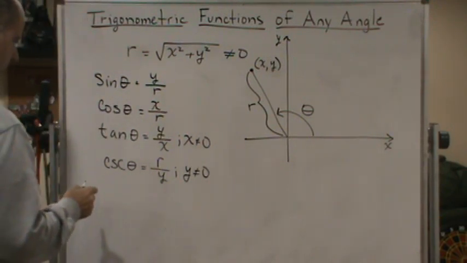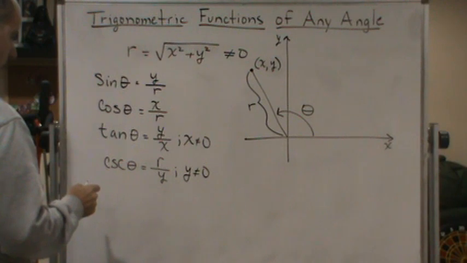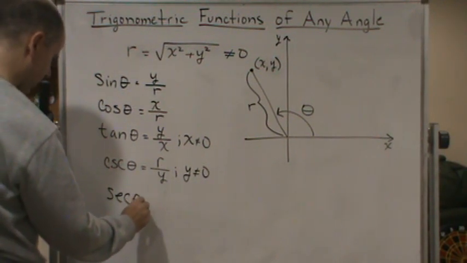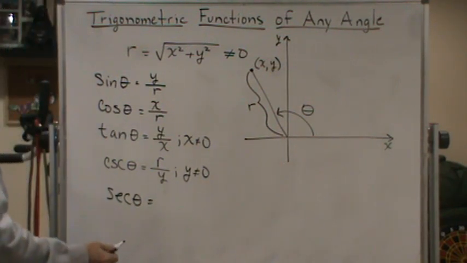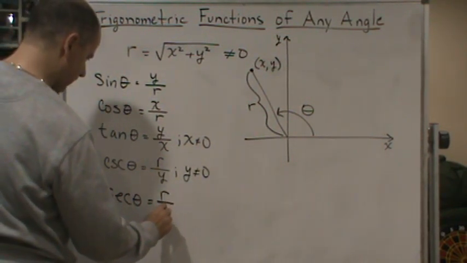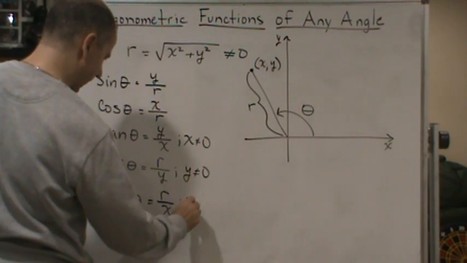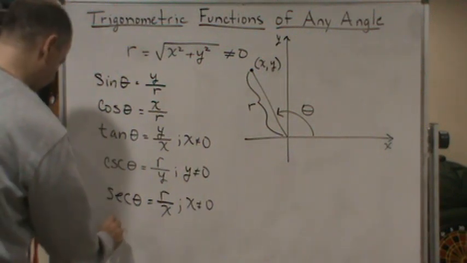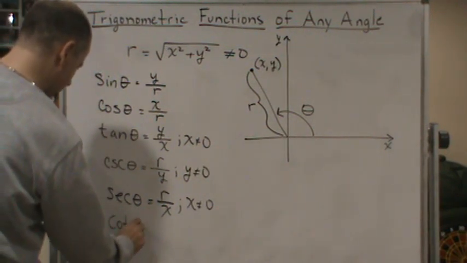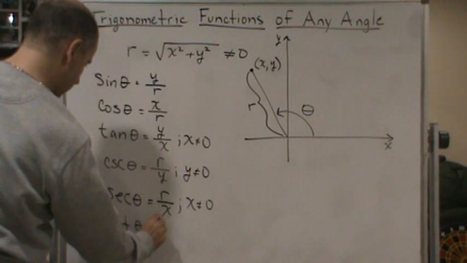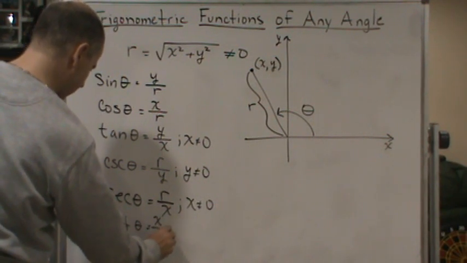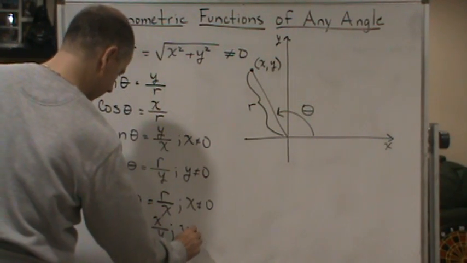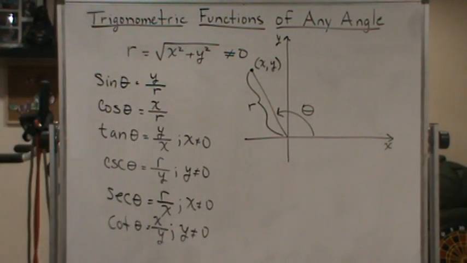And then, of course, we've got secant. Secant is going to be r over x, where x cannot be equal to 0. And then cotangent of theta is going to be x over y, where y cannot be equal to 0.